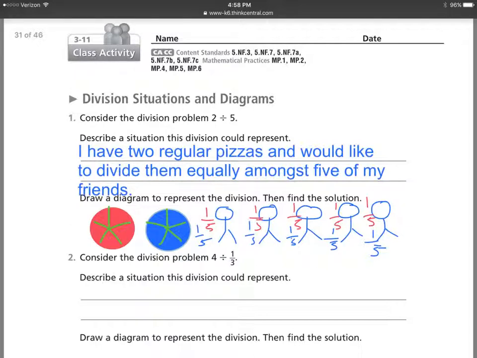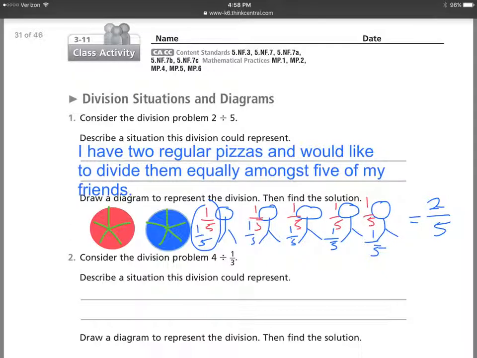So you can see now that each person is getting a piece from each of my pizzas. They're getting 1/5 plus 1/5. If you add 1/5 plus 1/5, you get 2/5. And this is how much pizza each of my friends are going to get total from both of the pizzas.